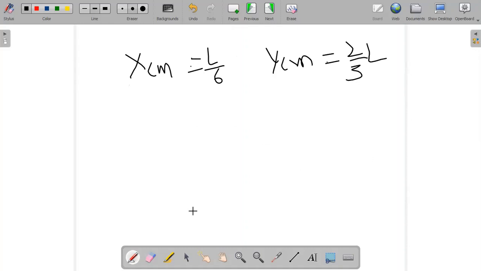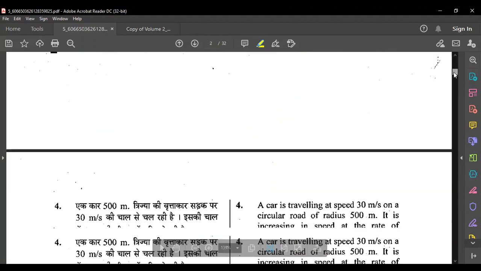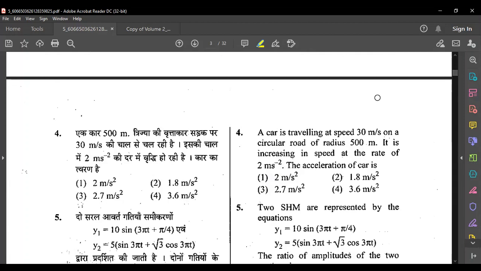Let's try to see whether this answer is given. L by 6 and yes, so the correct answer we have is the second option. So third is solved. Now let's try to solve question number 4. Okay, yes, this is also an interesting one.